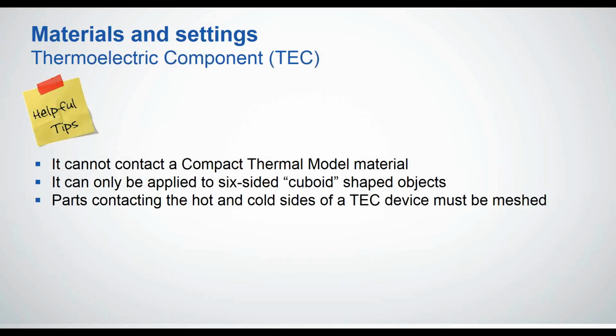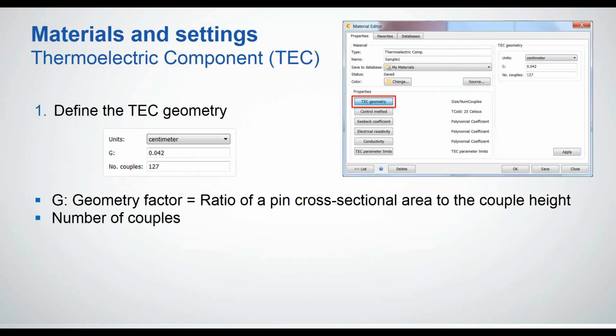So we're going now to move to talk about the different parameters of the material editor of the thermoelectric components. As a first step, we would define the geometry of the tech material. So we have here the units, which are the units that we want, and the G, the geometry factor, which is the ratio of a pin cross-sectional area to the couple area.